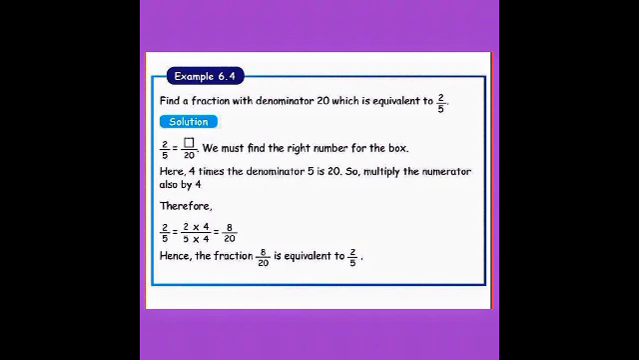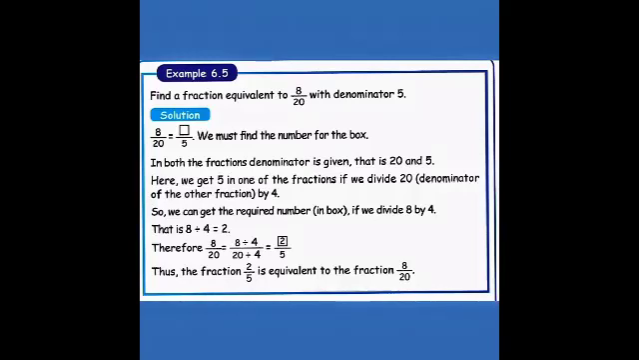So 2 4s are 8. Therefore the fraction 8 by 20 is equivalent to 2 by 5. Same way, the next example: find a fraction equivalent to 8 by 20 with the denominator 5.